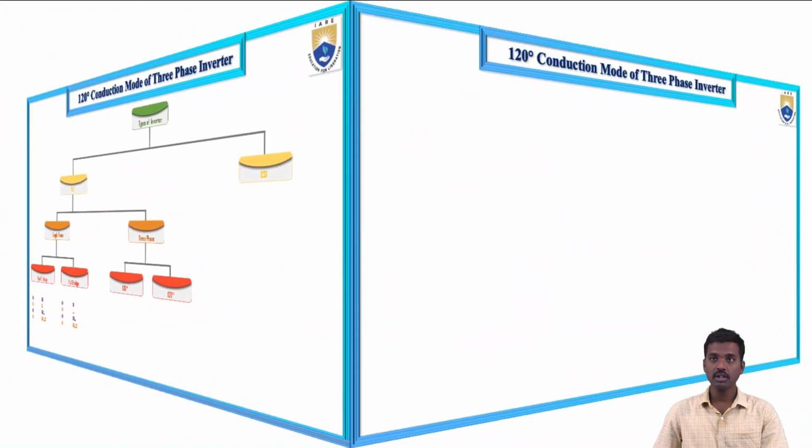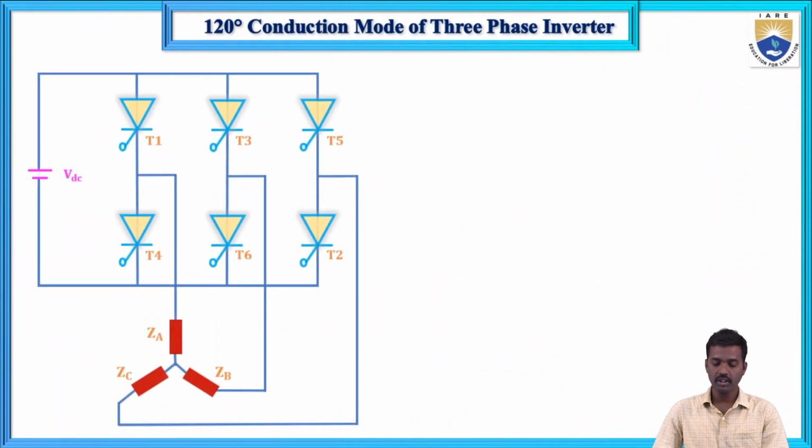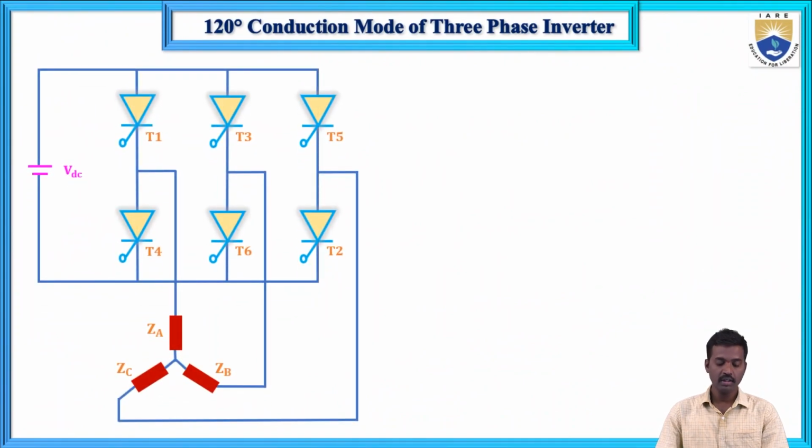So now let us see the circuit diagram for the 120 degrees conduction mode three-phase inverter. In this circuit, we have a total of 6 thyristors, 6 SCR switches. Next, there are 3 legs. Legs may also be called segments, arms, or wings. So those are the 3 legs. And next, the total groups are 2 groups.